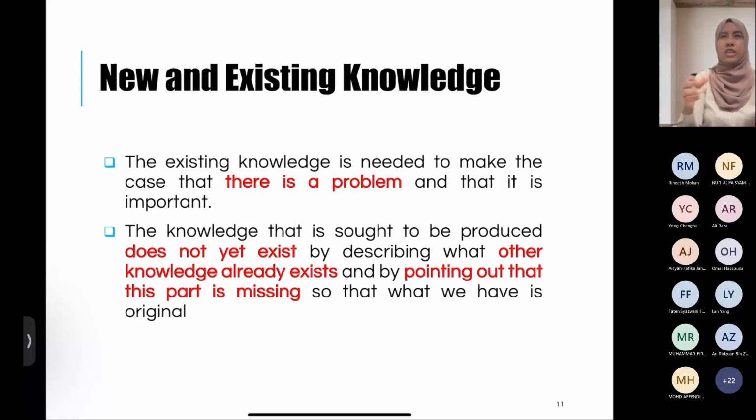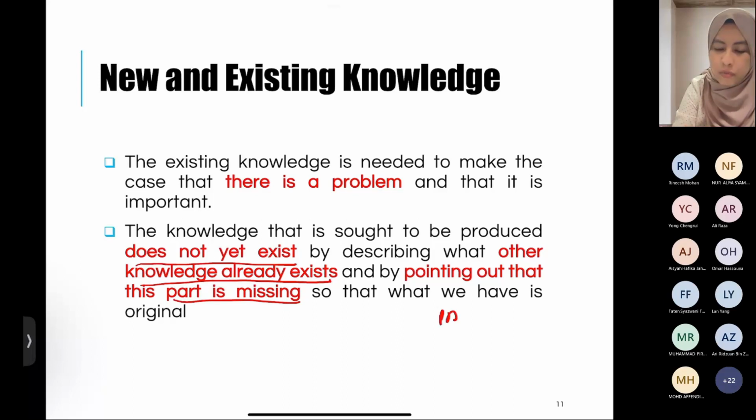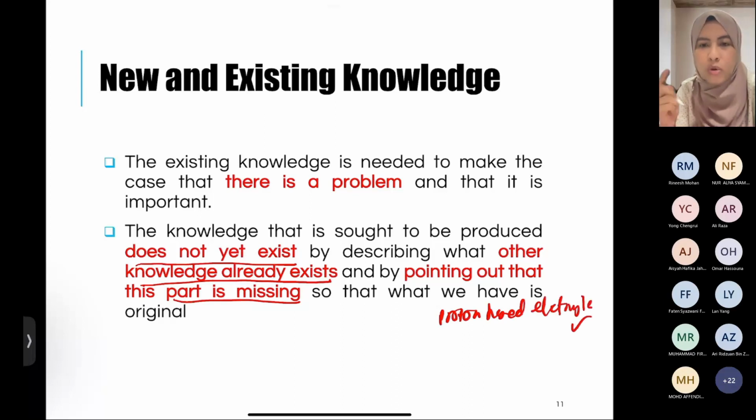Meaning that when you are still using the basis of that, you need to highlight what is the basis that is having the problem. Then only you propose a solution. Okay. The knowledge that is sought to be produced does not yet exist, by describing what other knowledge already exists. This is what I meant. You need to tell what are the materials of electrolyte that people are using right now, and point out that there is a part that is missing. So perhaps the proton-based electrolyte is good. So you still want to use that, but what's missing?